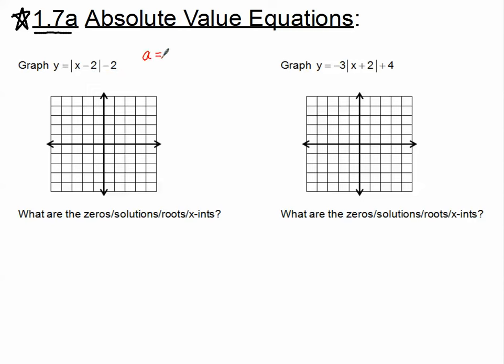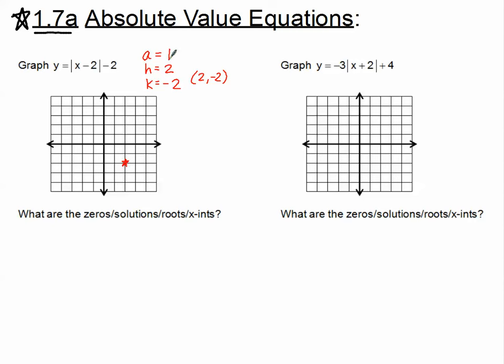I need to know what A is, what H is, and what K is. So A is always the number that's being multiplied to our symbol, which in this case is just a 1. So it's just going to be our normal output pattern. H is always the opposite of the symbol that you see here. I see x minus 2, so H must be positive 2. And K is the number that you see right there, which is negative 2. H and K combine together to make my new starting point. So 2, negative 2 is where I'm going to start. I'm going to put a little star here.